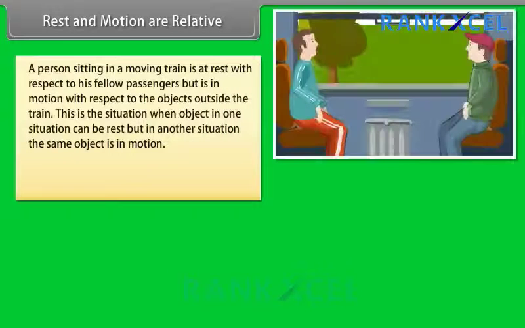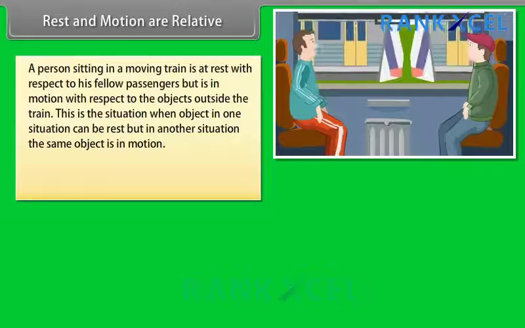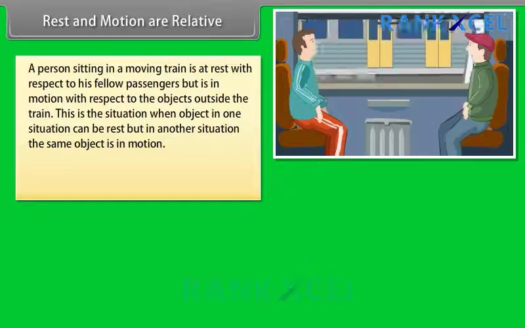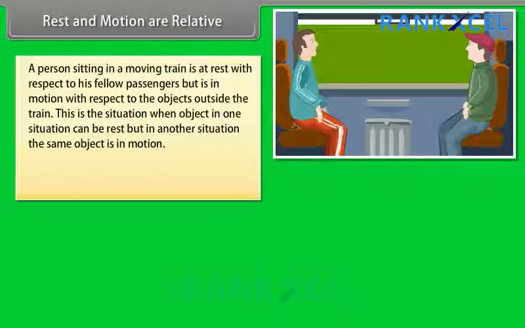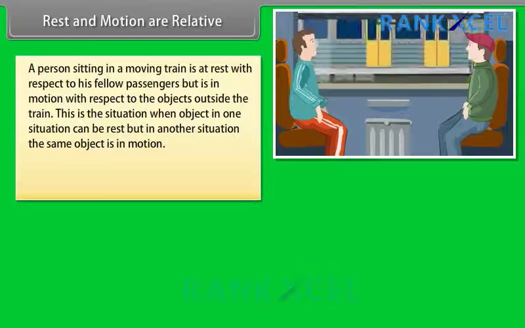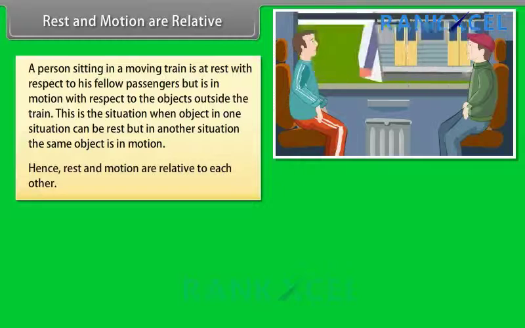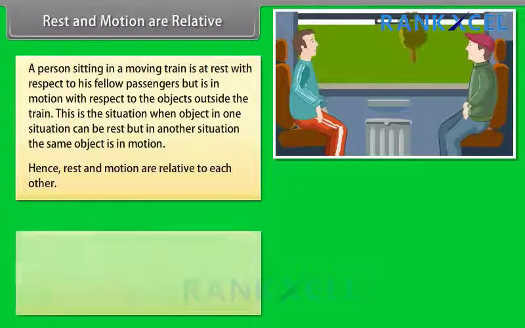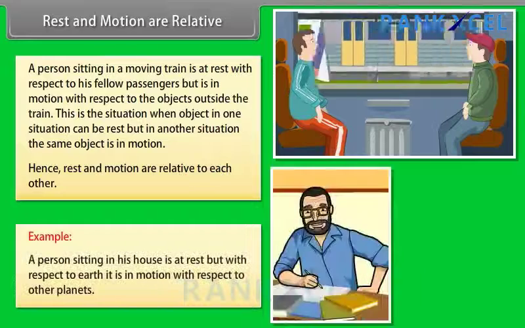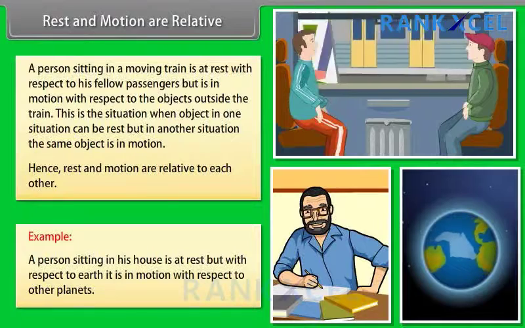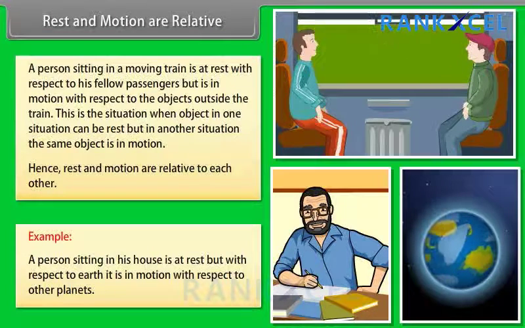Rest and motion are relative. A person sitting in a moving train is at rest with respect to his fellow passengers, but is in motion with respect to the objects outside the train. This is the situation when an object in one situation can be at rest, but in another situation the same object is in motion. Hence, rest and motion are relative to each other. Example. A person sitting in his house is at rest, but with respect to Earth, is in motion with respect to other planets.